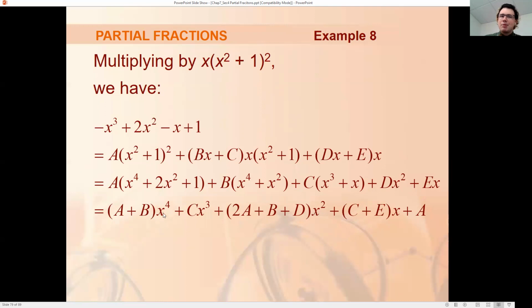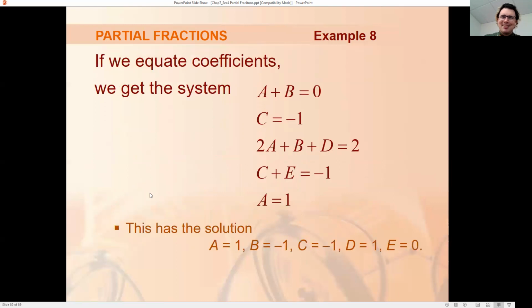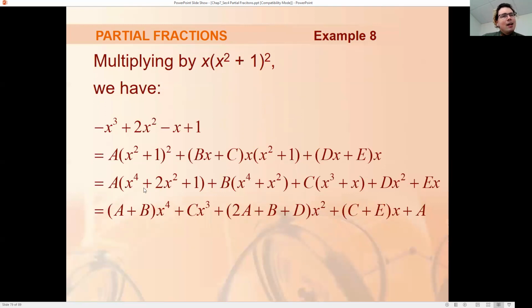A plus B times x to the 4th power. Well, where do they come from? Here's an x to the 4th. I can't click on things. Here's an x to the 4th. It's multiplied by an A. Here's an x to the 4th. It's multiplied by a B. So that makes a little bit of sense.